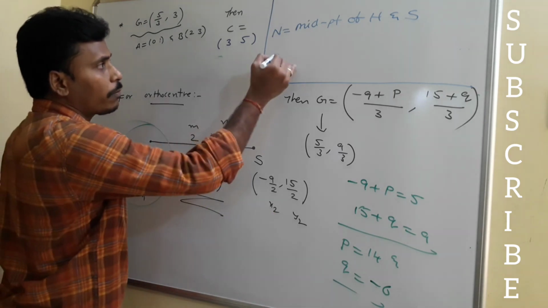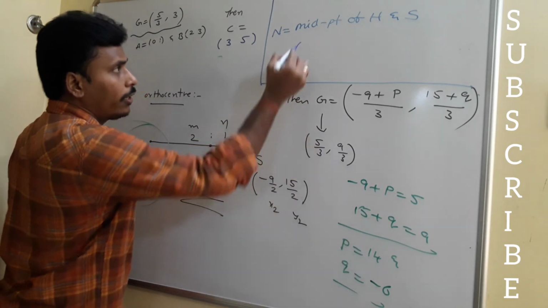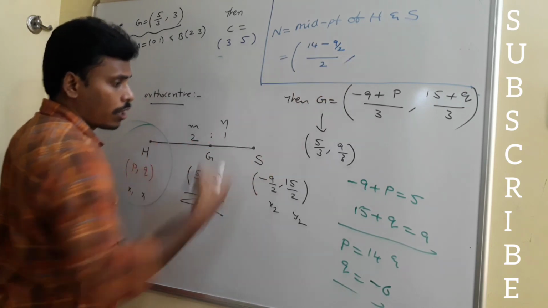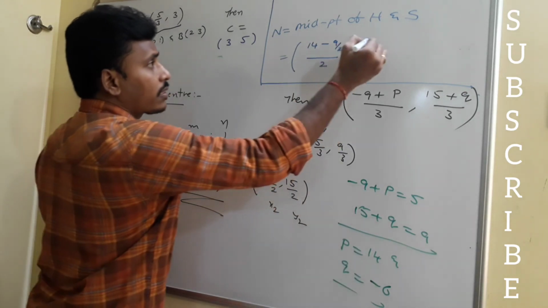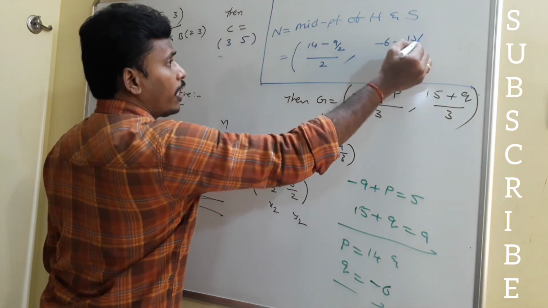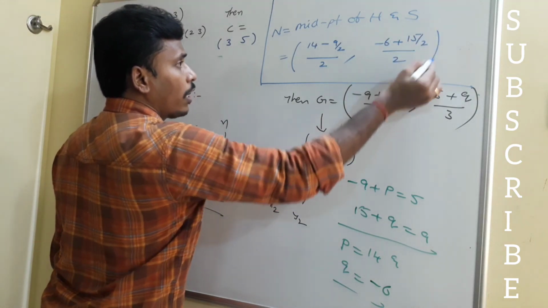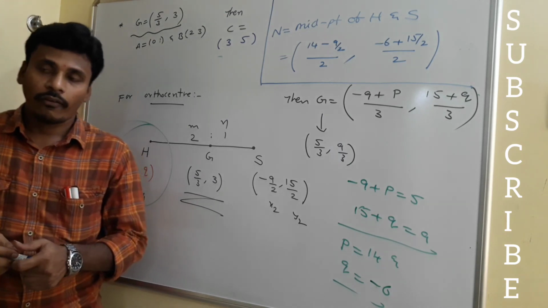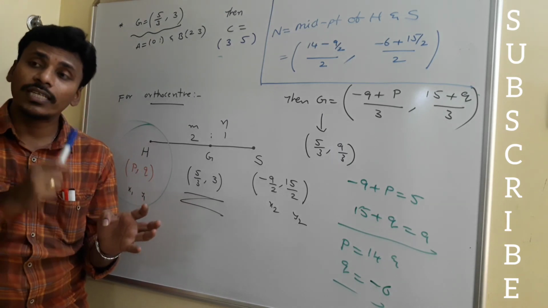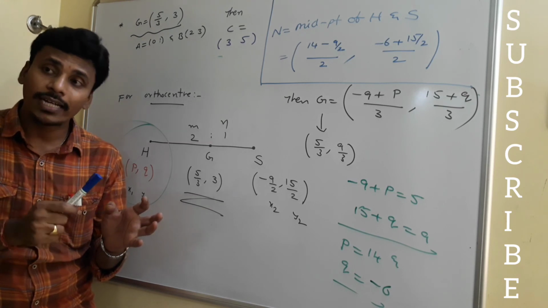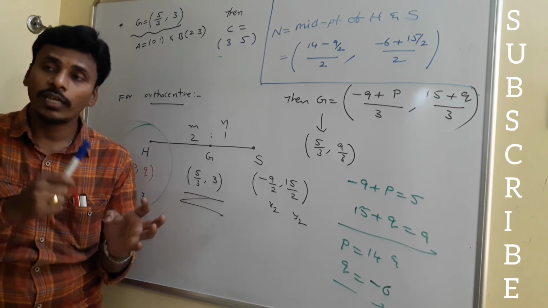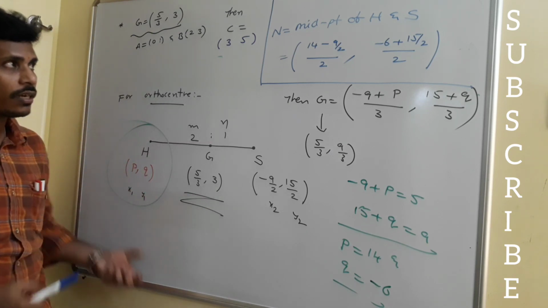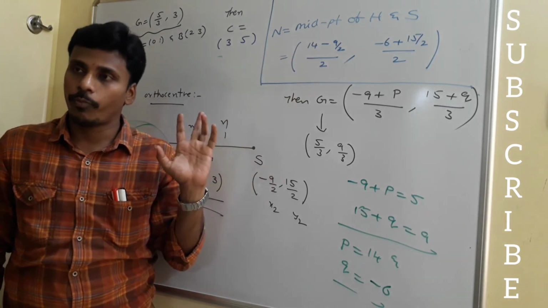If you use that, the midpoint is equal to (14 minus 9 by 2) divided by 2 comma (minus 6 plus 15 by 2) divided by 2. If you simplify this, you will get the 9-point center also. Right? So if you know the centroid and circumcenter, then using this trick we will find the orthocenter. Using this trick we will find the 9-point center.